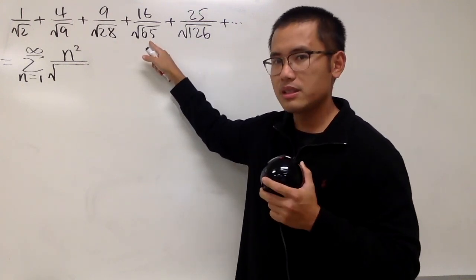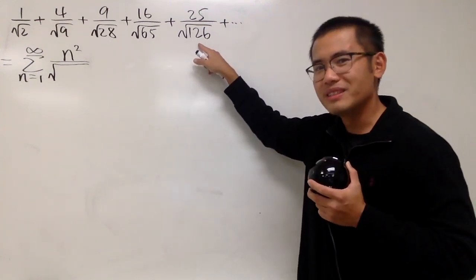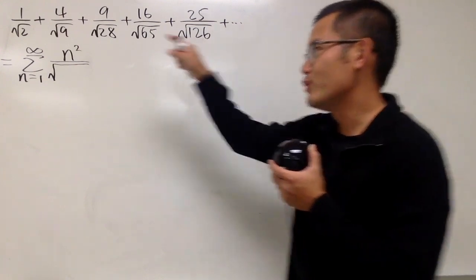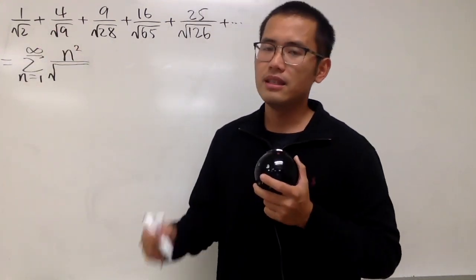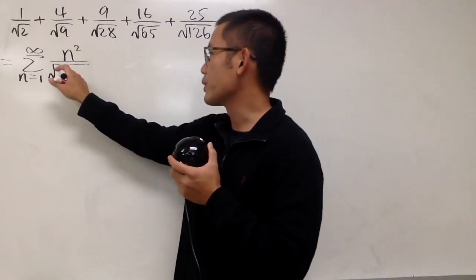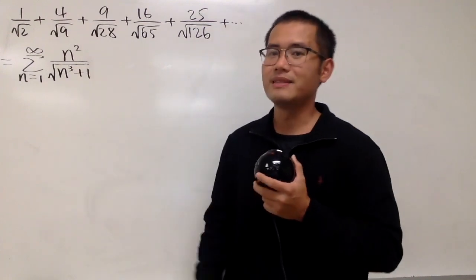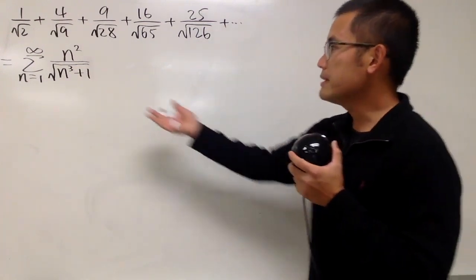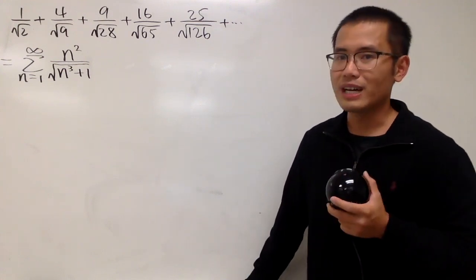64 plus 1 is 65. And 125 plus 1 is 126. And if we look back, 1 plus 1 is 2. 8 plus 1 is 9. Yes, it's the perfect cube plus 1. So here we have n to the third power plus 1, like this. Okay, based on this, how can we see if this series converges or not?